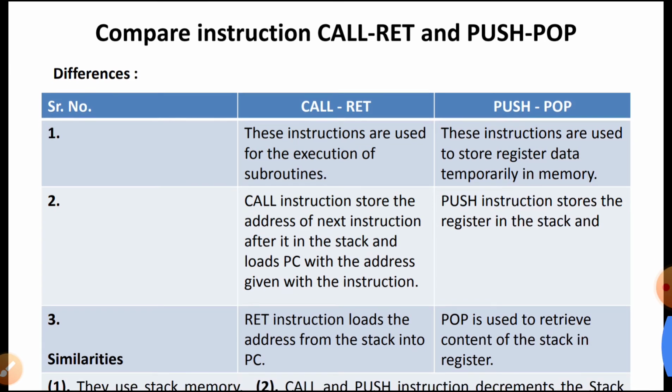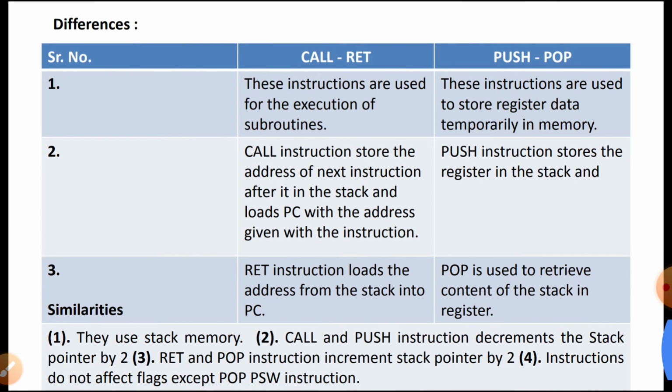Now the difference between the call, return and the push and pop instructions. Both sets of instructions belong to a special category of instructions. Call and return instructions are used for the execution of a subroutine, and push and pop instructions are used for storing register pair data temporarily into the memory.